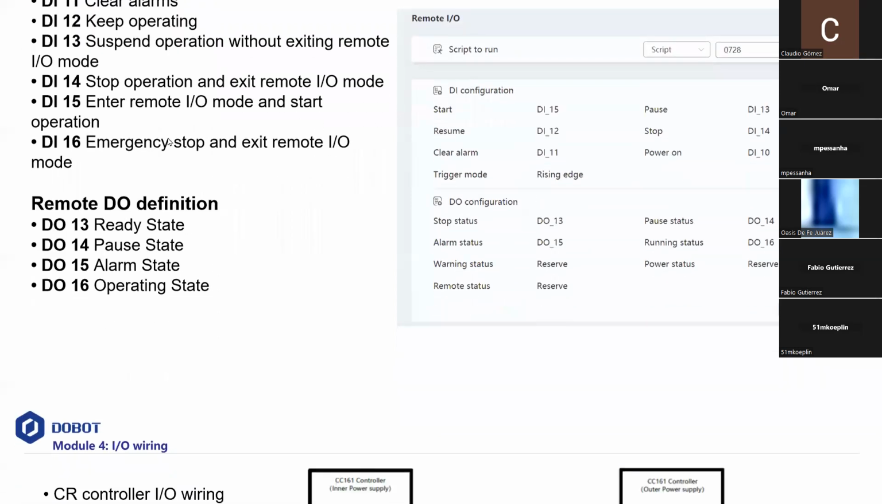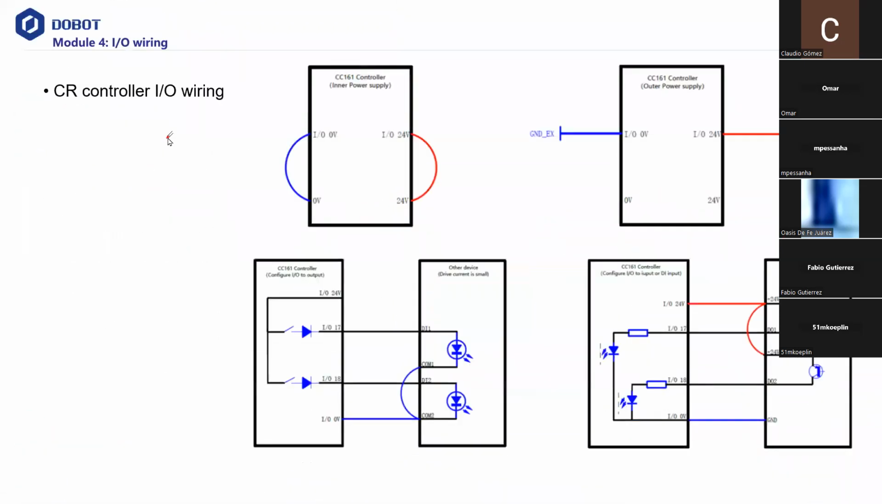And this is the CR controller IO wiring. You can download it on our website. It's called Dobot.cc. Also, some people ask us why we are not Dobot.com. Sadly, someone bought this address, but we are trying to buy it back. So for now it's Dobot.cc.